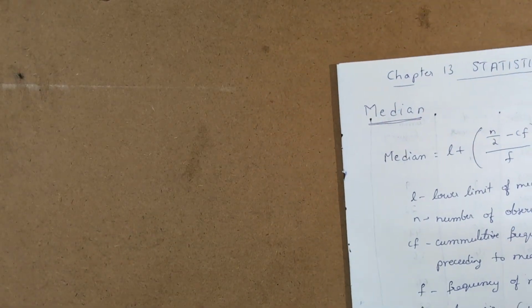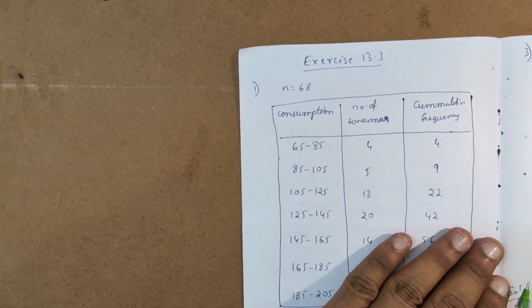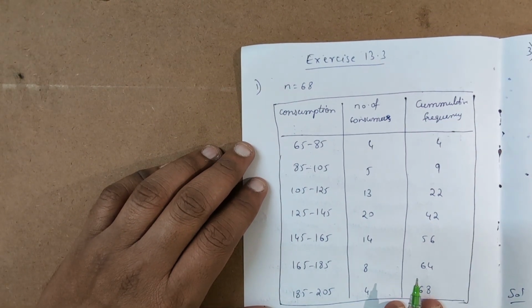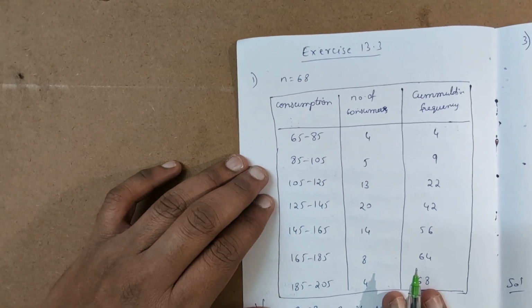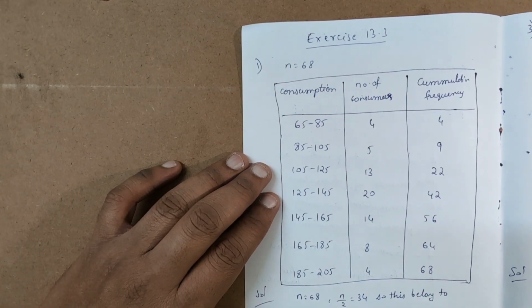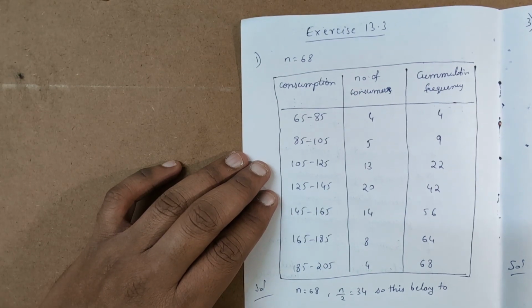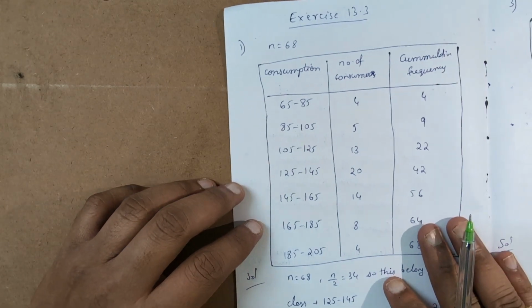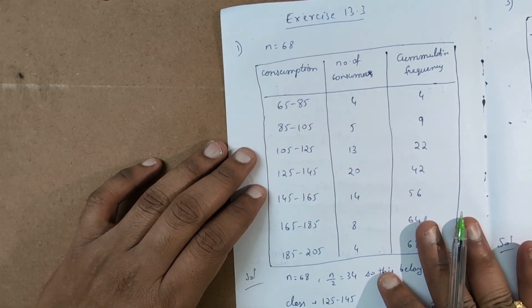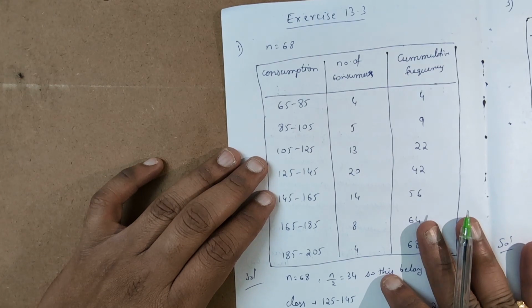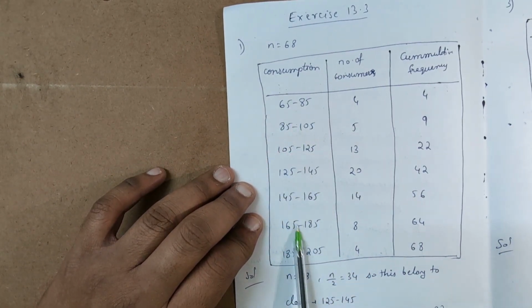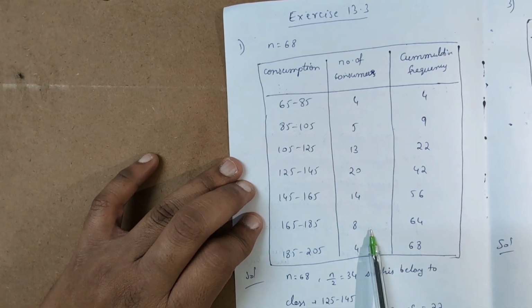So let's see this formula with examples. Let's see the first one, which is exercise 13.3. In the first question, they have mentioned the n value as 68, and they are asking to find the median for this table. They have mentioned the consumption values, that is 65 to 88 and so on, and the number of consumers for each frequency.